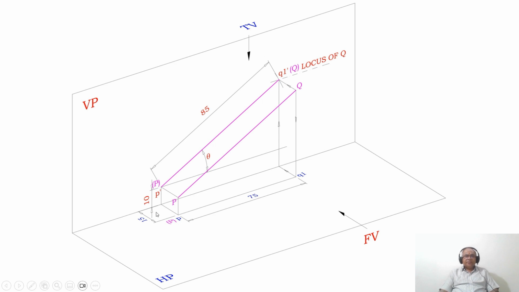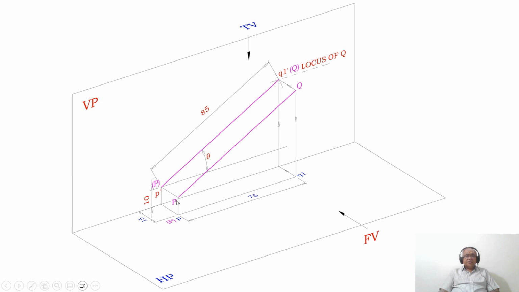So you have given the in front of VP distance. So that means in front of VP is 15 mm, that for the point P. So the top view of the other point Q will also be in front of VP by the same distance. Then only the line is parallel to VP. So the small q1 is also in front of VP by 15 mm. You can see that the top view line pq1 is parallel to the XY line in the top view. Since it is parallel to the XY line, what is the distance of the top view? The distance of the top view is 75. So from here we will measure 75, and you got the point q1.